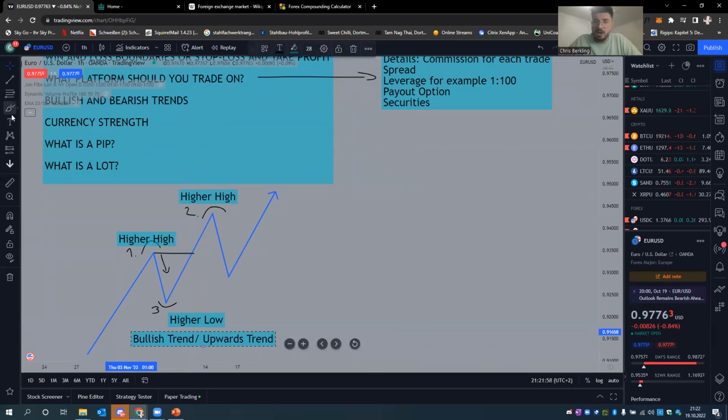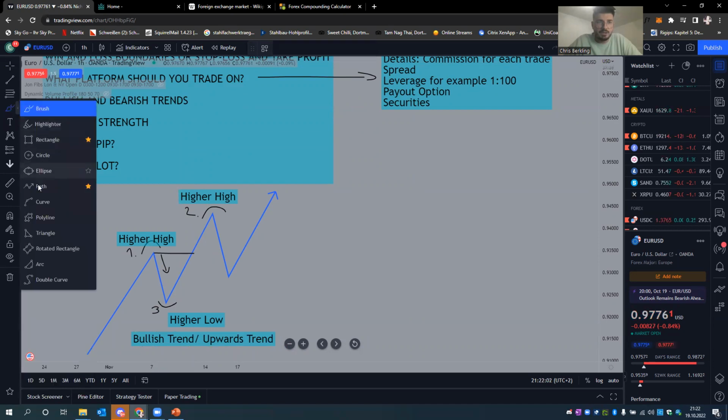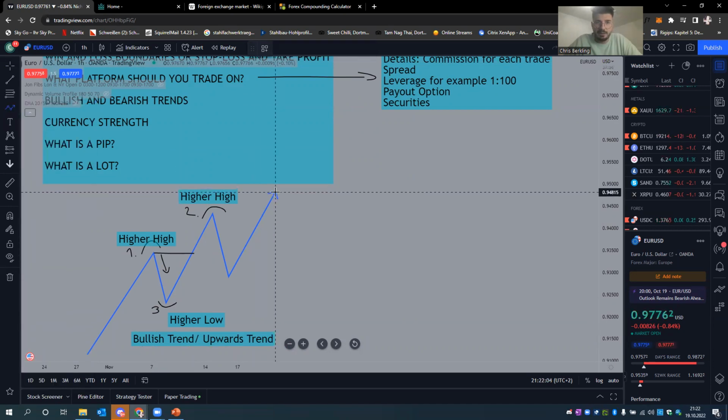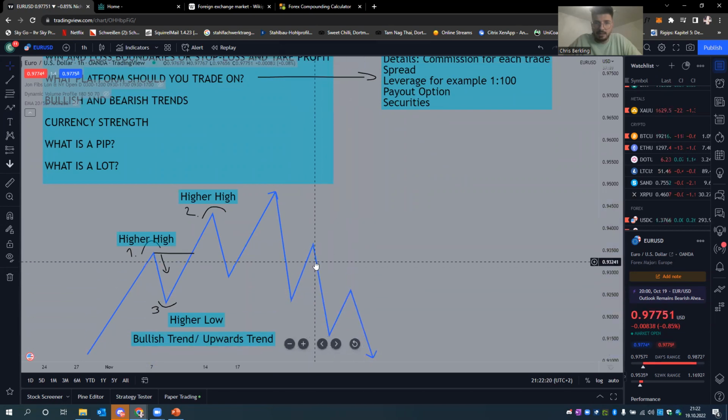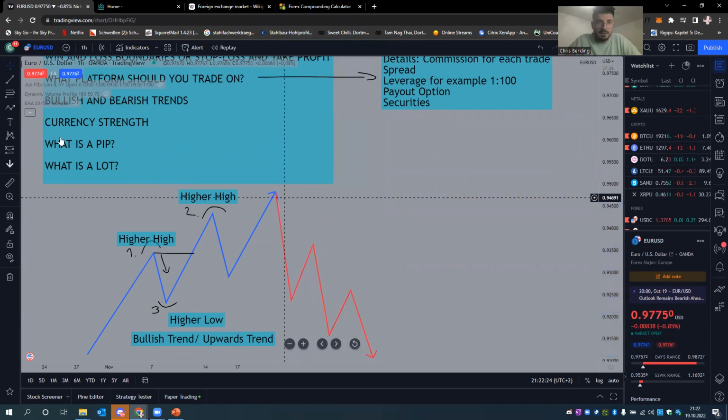So how do you spot if a market is turning around? Pretty much the same way, just the other way around. And I'm going to change the color. So you have the market drop, creating a lower low, a lower high, a lower low, a lower high, and it continues. Let me make this red real quick so that we identify this better.